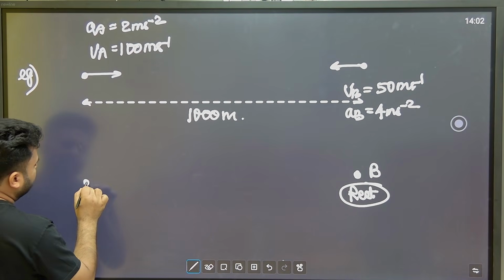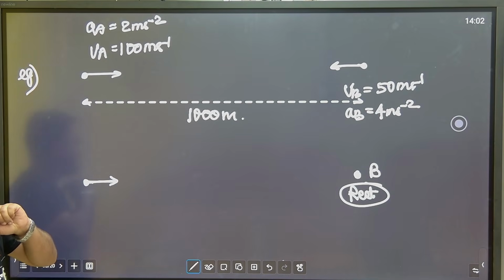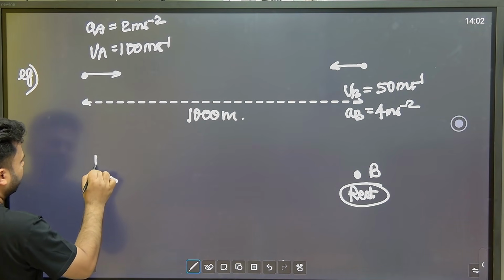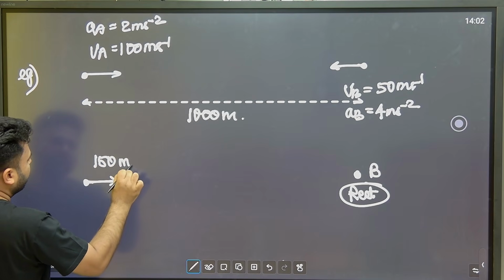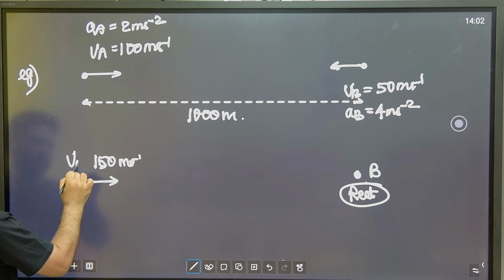So now what will the speed of A become? Its own speed was 100. It gets speed of 50 from B. So total speed will be 150 meter per second. 150. Correct? Speed of A.